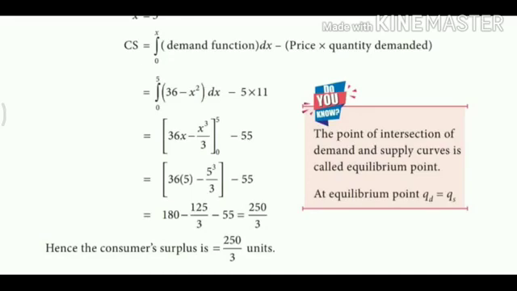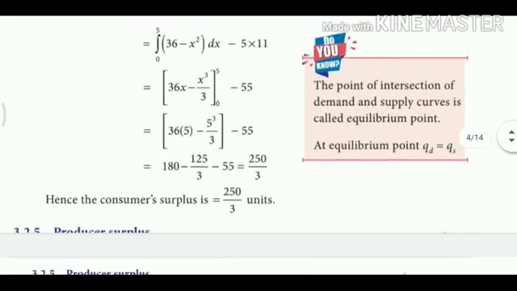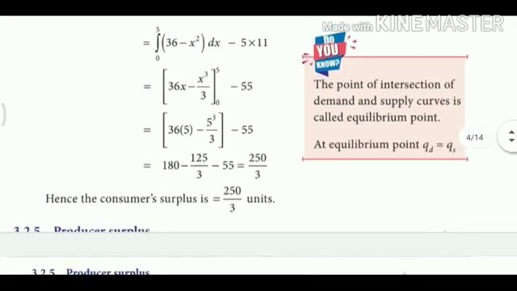Now we are substituting the upper limit first. Afterwards we substitute the lower limit. We are getting 36 into 5 minus 5 cube by 3 minus 0 minus 55. So after simplifying it, we get the answer 250 by 3. Hence the consumer surplus is 250 by 3 units. So this is the consumer surplus we are finding in this question.